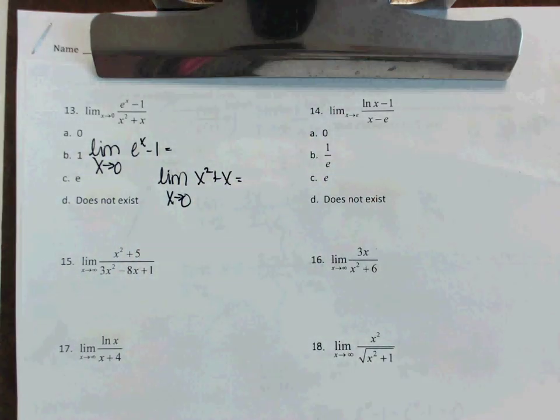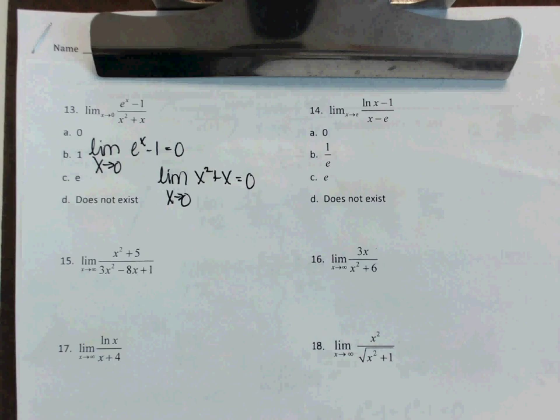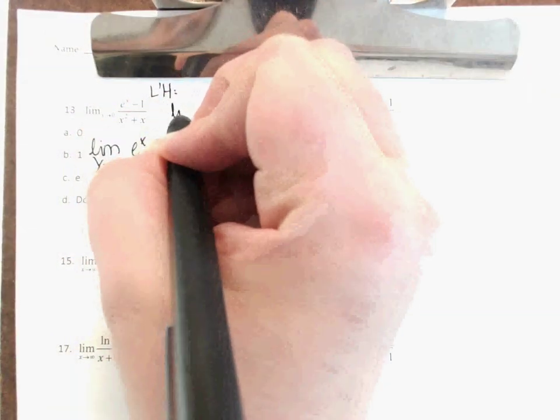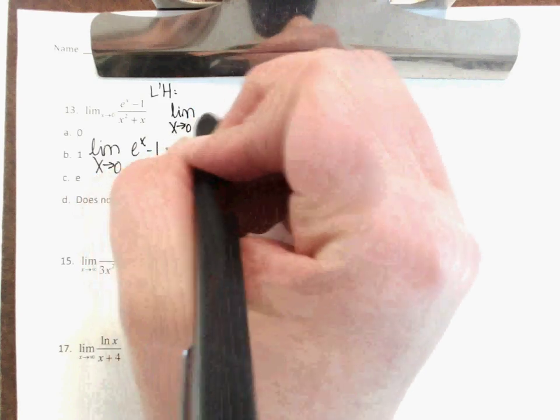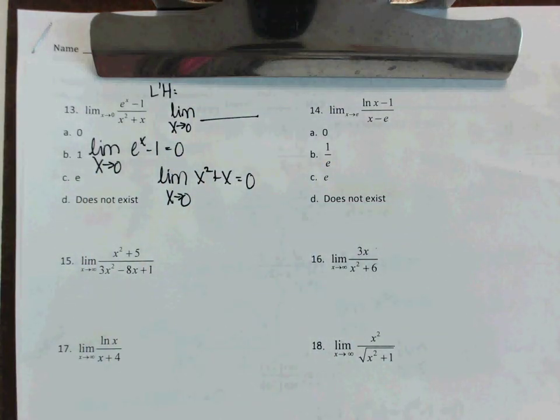Take a look at your limits separately. When I plug in 0 on the top, e to the 0 is 1. Then 1 minus 1 is 0. On bottom, 0 squared plus 0 is 0. So when that's true, I can use L'Hopital's rule. I want the limit as x approaches 0 of the derivatives. What's my top derivative? e to the x. What about the minus 1? Constant is 0. Very good.